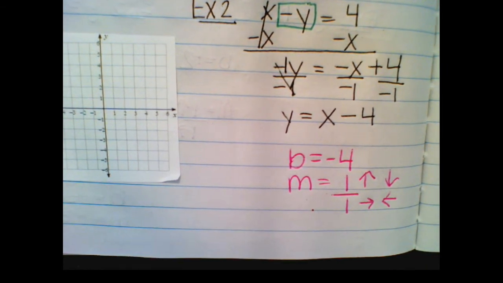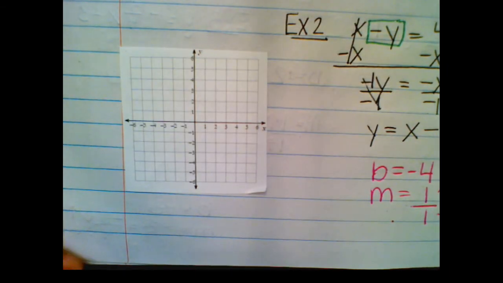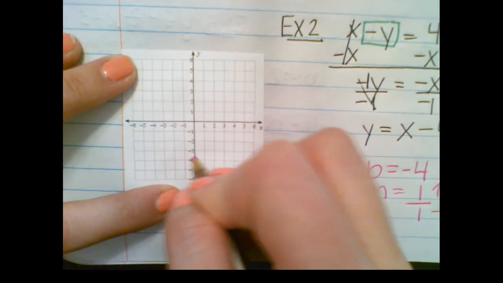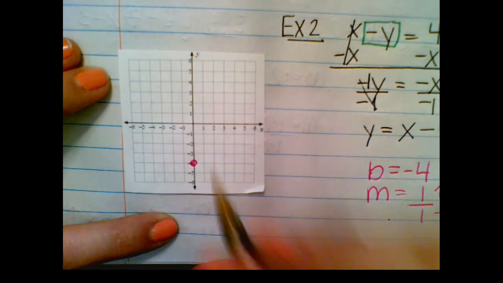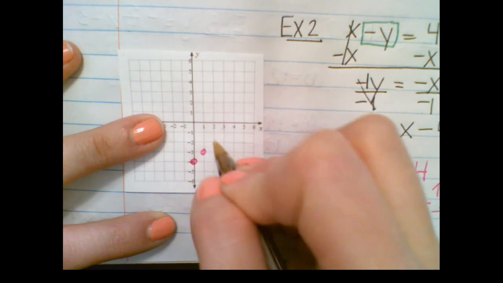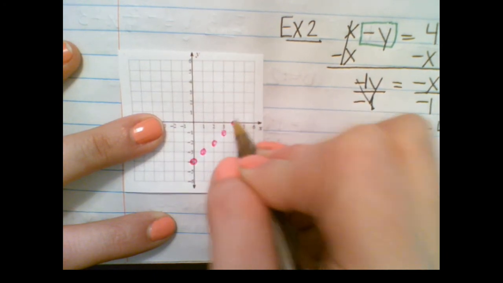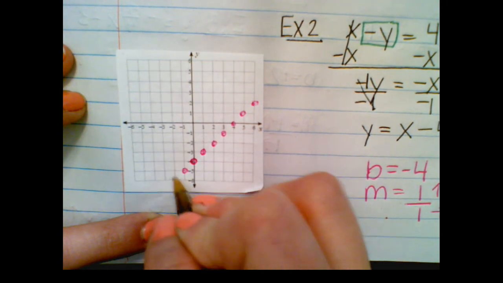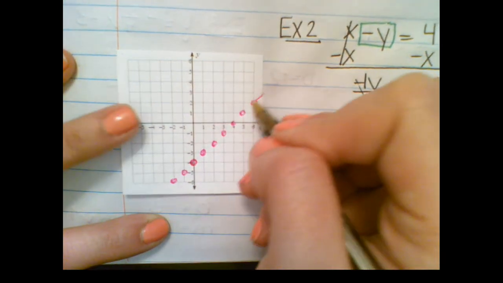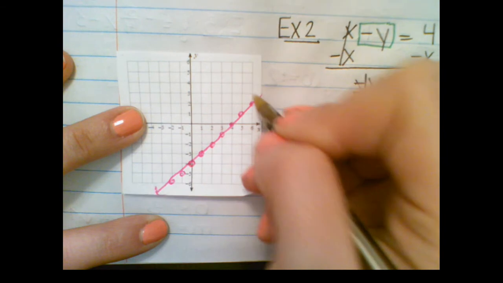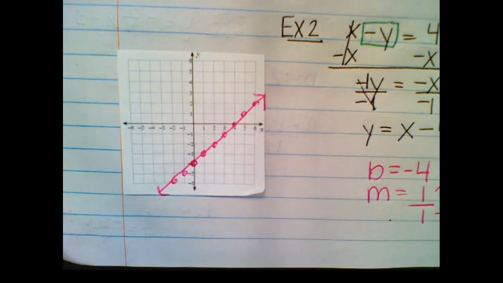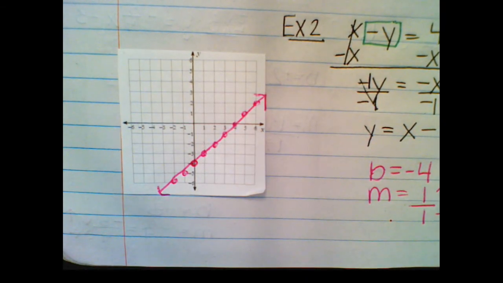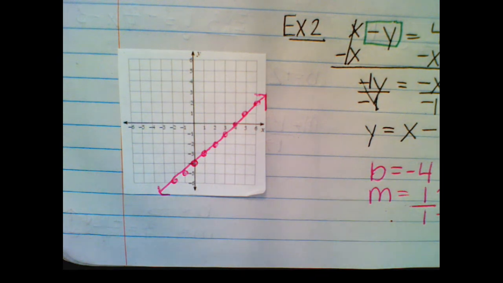So now you should be able to put this all together without even watching me. Go to negative 4 on the y-axis, and you go up 1, right 1 until you can't go anymore. Or you go down 1, left 1 until you can't go anymore. And then you connect with a nice straight line and arrows at the end. There's your 4 graphing problems, 2 slope-intercept and 2 standard form. Good luck!